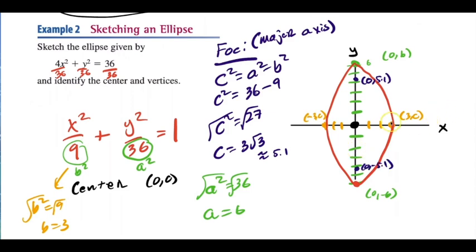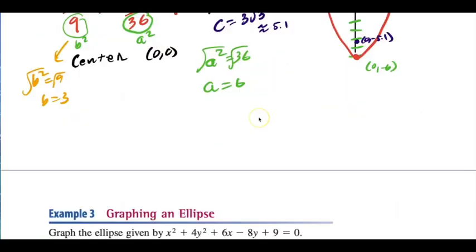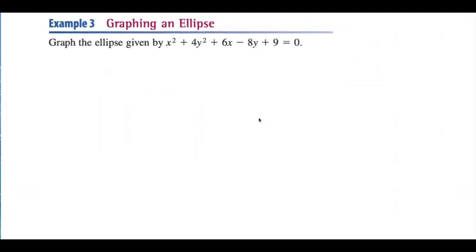And there's our graph. I have my co-vertices at 3 and negative 3. I have my vertices at 6 and negative 6. And I have my foci at 5.1 and negative 5.1. It's a nice graph. Next one, we're going to graph the ellipse. We're going to kick it up a notch.